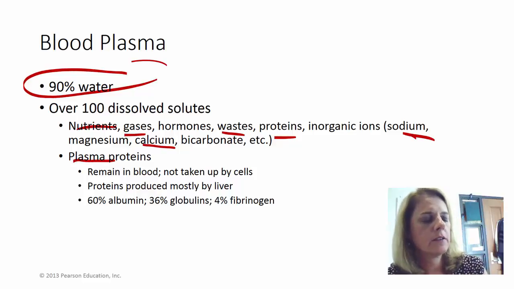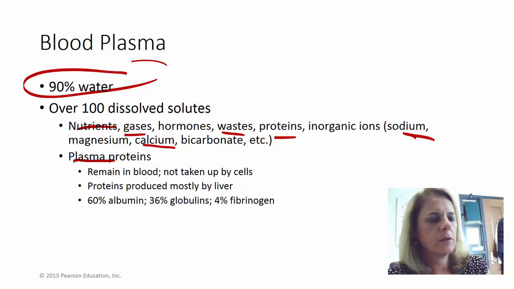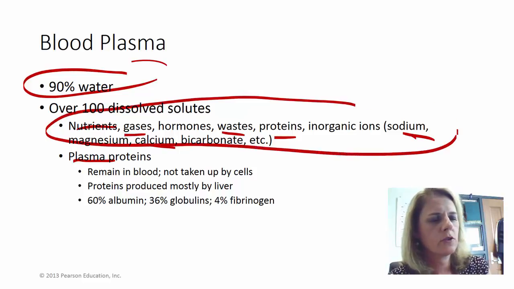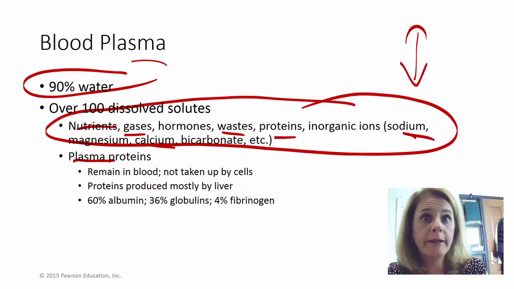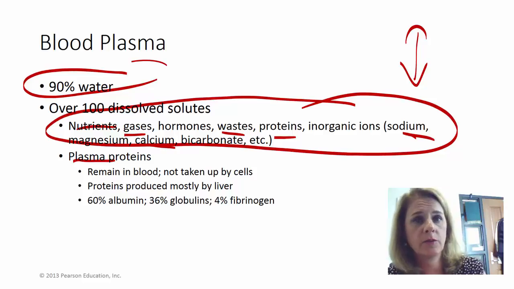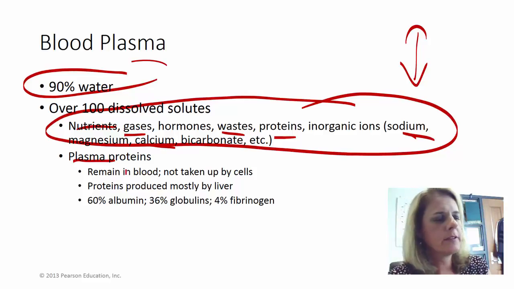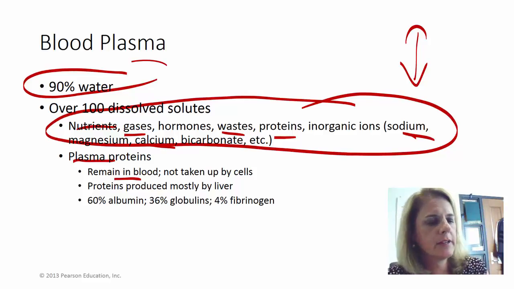Okay, so these large plasma proteins, we're going to talk about the osmotic pressure of blood, and they help us exert an osmotic pressure, which I'll tell you about a little bit later. But these plasma proteins stay in the blood. A lot of these things, these nutrients, gases, hormones, waste products, and organic ions, can move back and forth between the blood and the body. For example, oxygen can leave the blood and go off to your body cells. Carbon dioxide, which is a byproduct of cellular respiration, can leave the cells and go into the blood. But the proteins stay in the blood. Okay, these large plasma proteins stay in the blood.